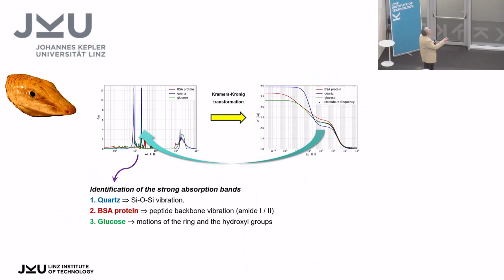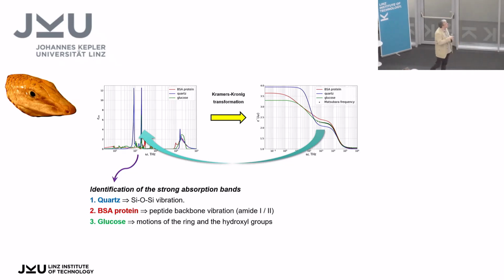We also learned from this that what is relevant, if you look at the frequency range, is actually related to molecular vibrations, which was also not so clear before. So for example, for quartz, this is some vibrations of silicon and oxygen atoms against each other. The protein is a biopolymer, which has a backbone, and in this backbone there are typical structures that have typical vibrations. And then, of course, the sugar has ring structures that vibrate, but also small electric dipoles, the so-called hydroxyl groups, that also can move. And these things are important now to determine how these curves look and what finally the force between the surfaces is.